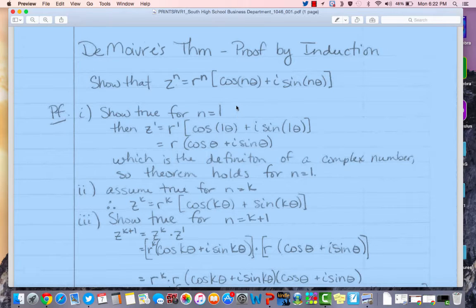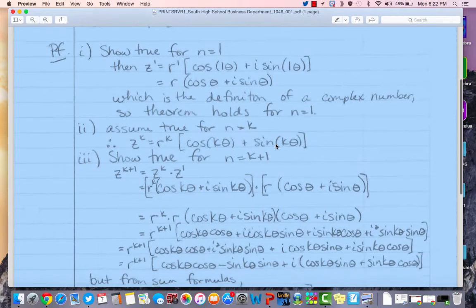The first part says we need to show that it's true for n equals 1. That's part of the proof for induction. So we plug 1 in, and when we do that, we get that r cosine theta plus i sine theta is z to the first power. But that's the definition of a complex number, so the theorem does hold for n equals 1.